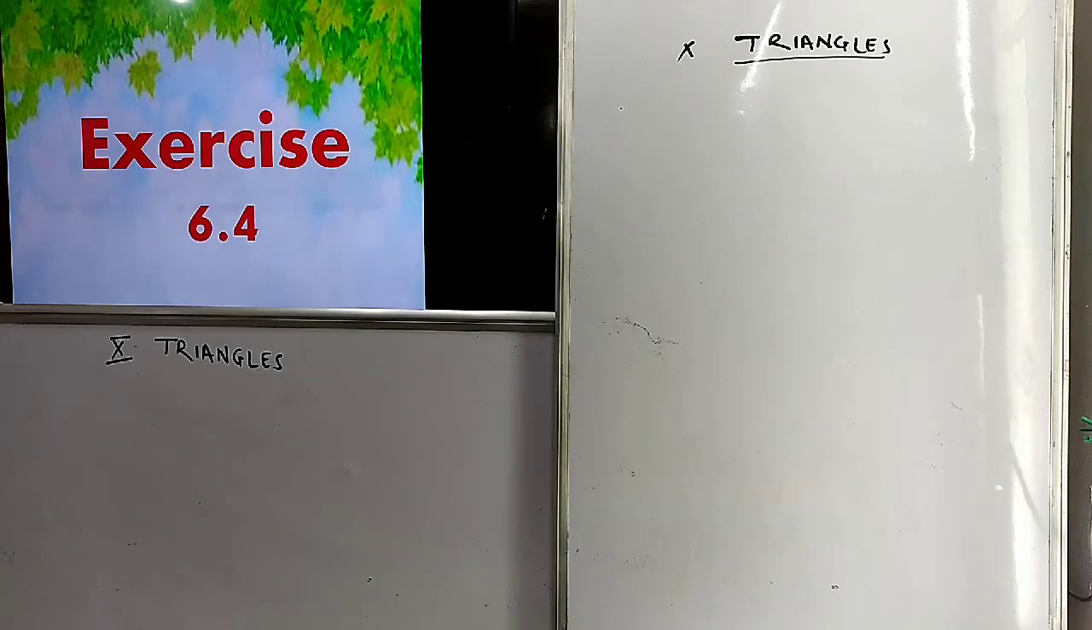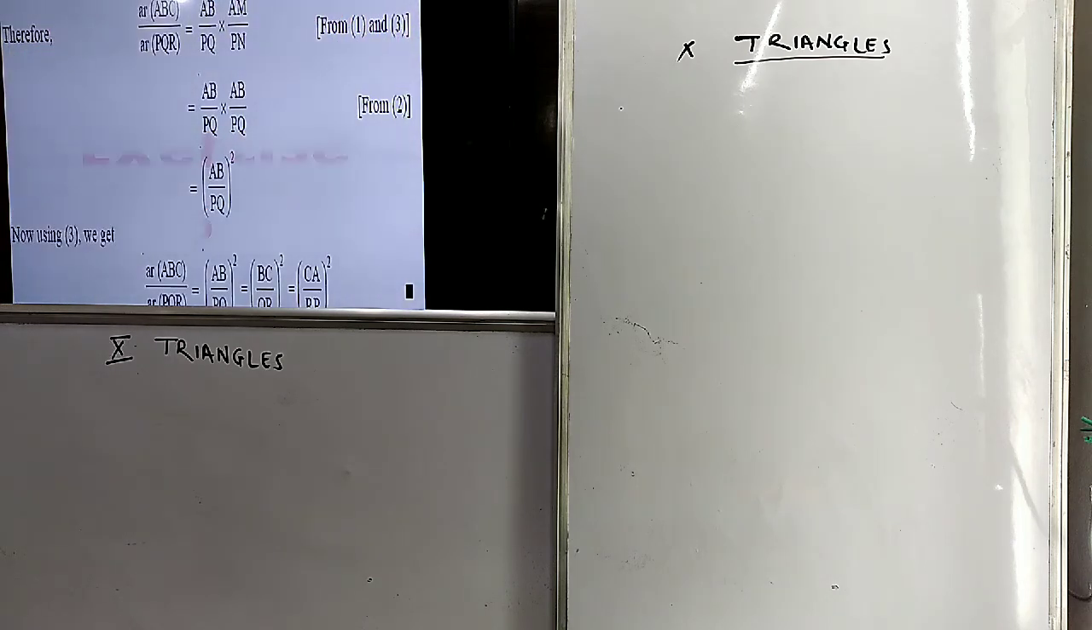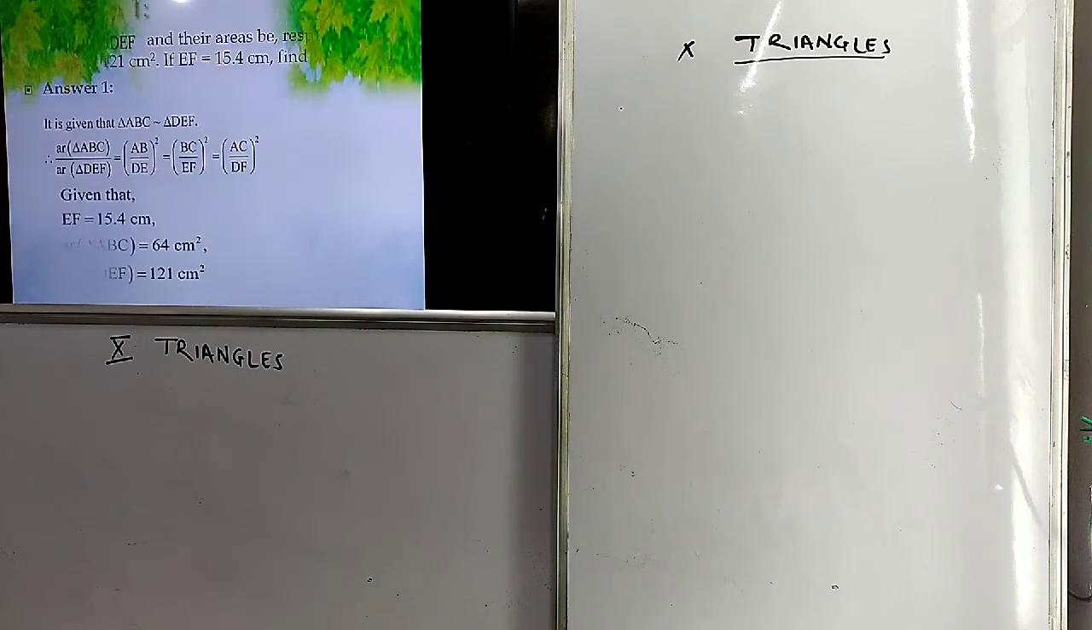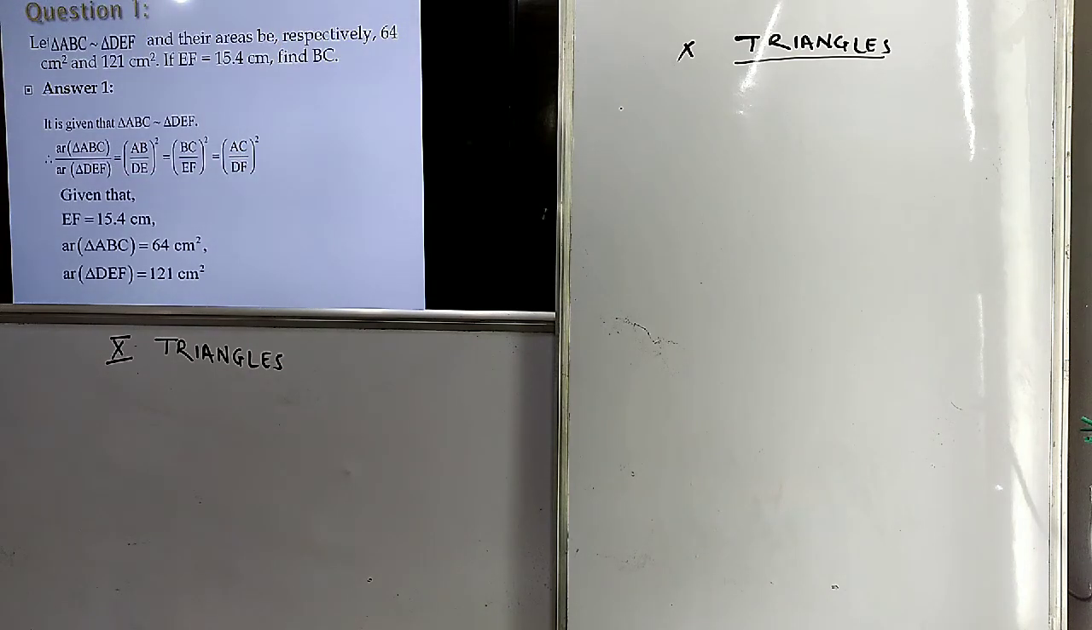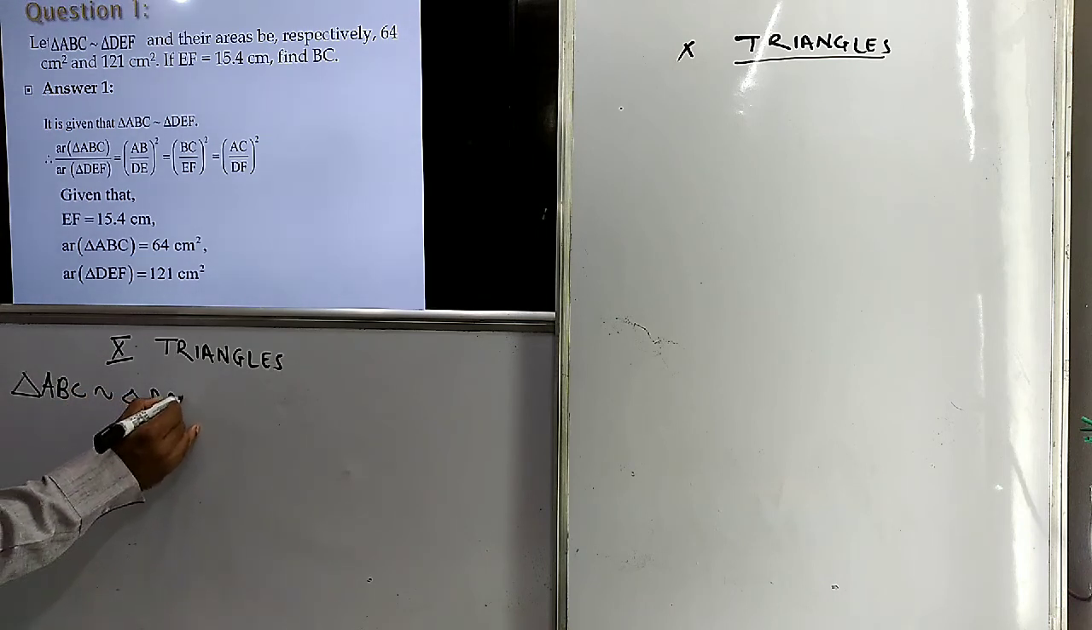Now let us do the first problem of exercise 6.4. What is given in this problem? Triangle ABC and triangle DEF are two similar triangles. Triangle ABC is similar to triangle DEF.